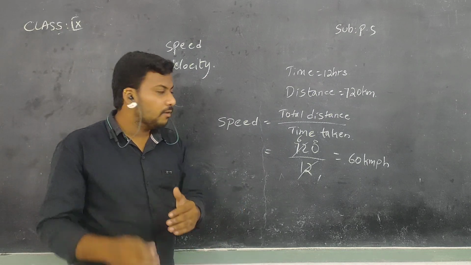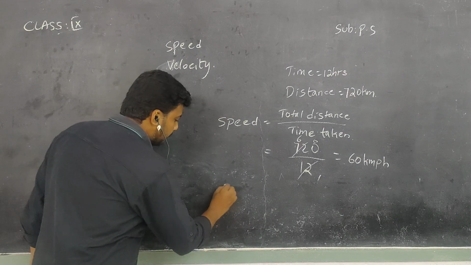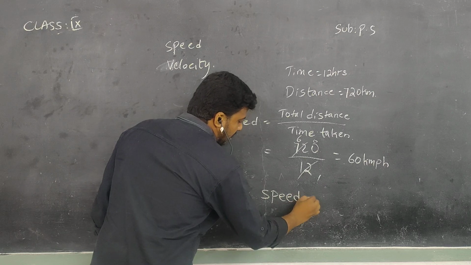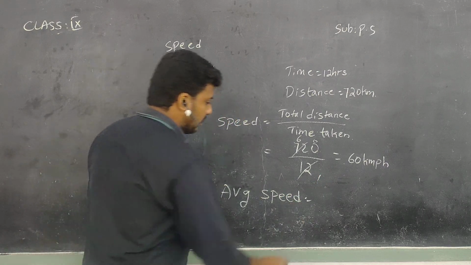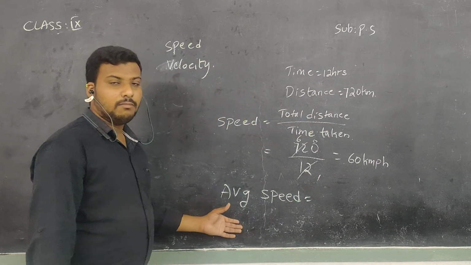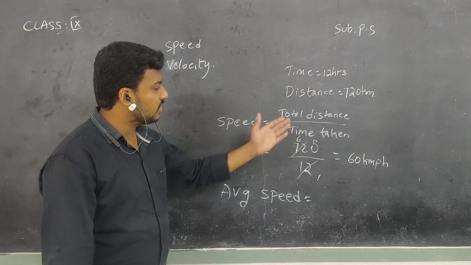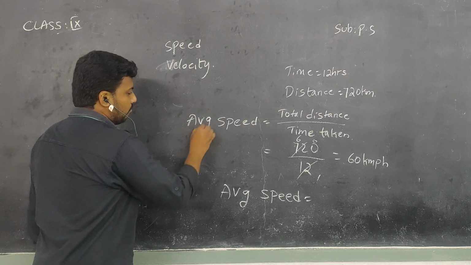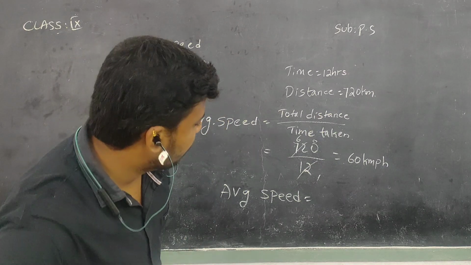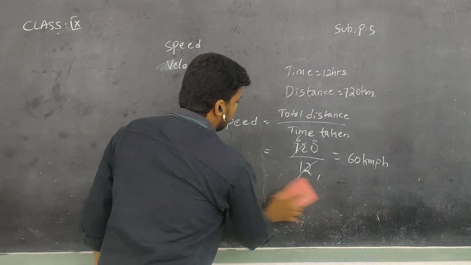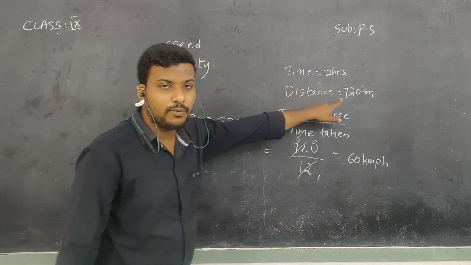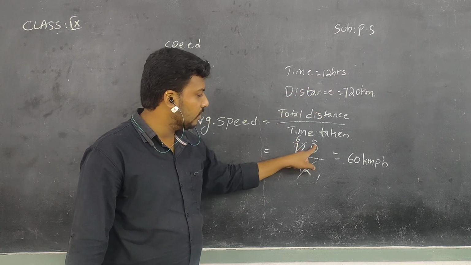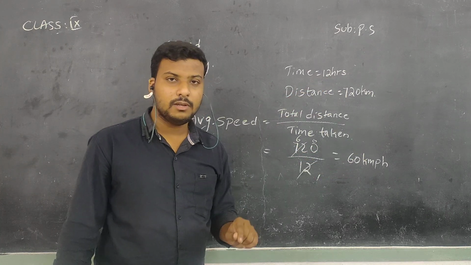To represent that, we are using average speed, children. Understand? If you want average speed, the formula is again total distance by total time taken. Here I am writing average speed equals total distance by time taken. Total distance is 720 kilometers and time taken is 12 hours. So 12 sixes are 72 and 0, 60 kilometers per hour.